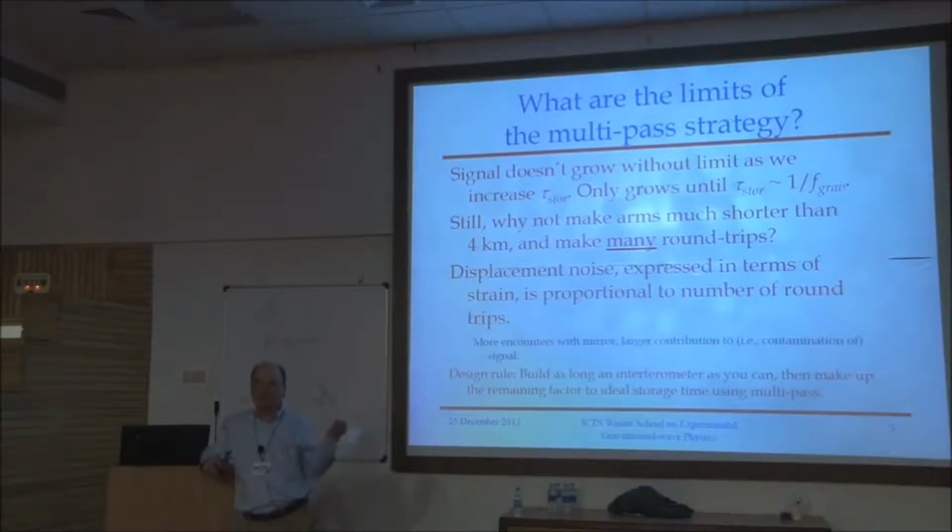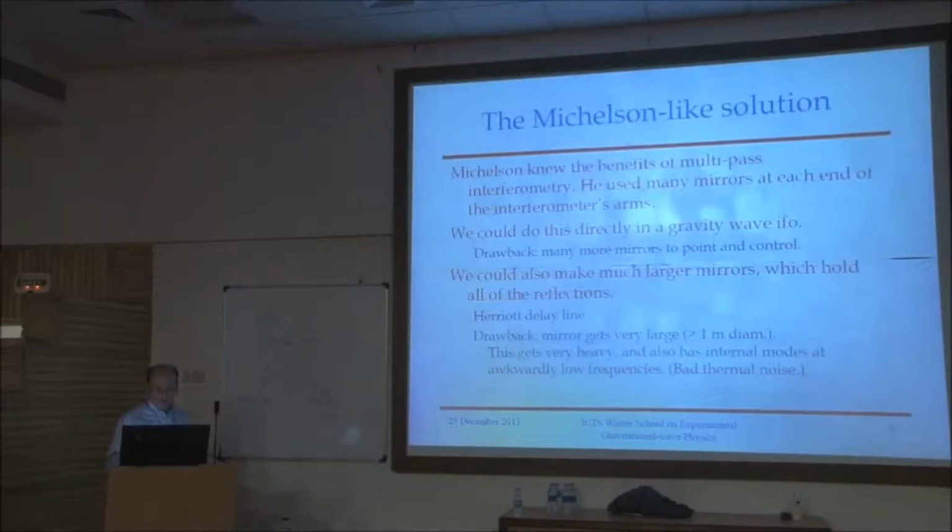But since we have seismic noise, which I talked about this morning, and thermal noise, as we'll talk about tomorrow, those you only win with the actual physical length of the arm. Multipassing doesn't help you. So the design rule is, in general, you ought to build an interferometer as long as you can afford, and then make up whatever remaining factors to the ideal storage time using some sort of multipassing scheme. And the one that has proven to make the most sense is the Fabry-Perot cavity.